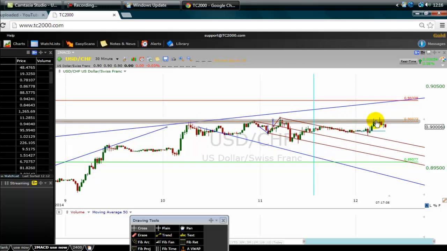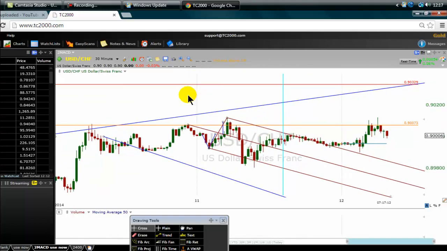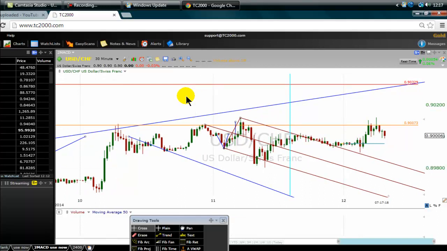It's finding it very difficult to go above 9007, but you have to understand that because of the decision made by the European Union last Thursday, they reduced the interest rate from 0.5 to 0.15. Okay, so they devalued the euro to a certain degree. So what is going through the mind of forex traders is that they should buy the dollar Swiss franc and sell the euro dollar. Okay, so because of the reduction of the interest rate by the ECB last Thursday, most of the forex traders want to sell the euro dollar and buy the dollar Swiss franc.